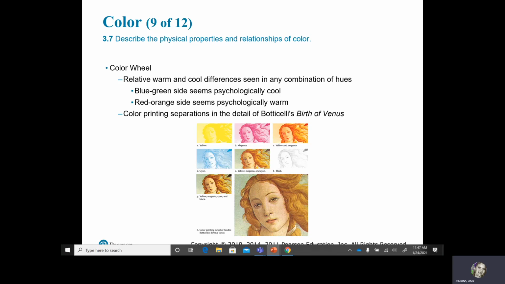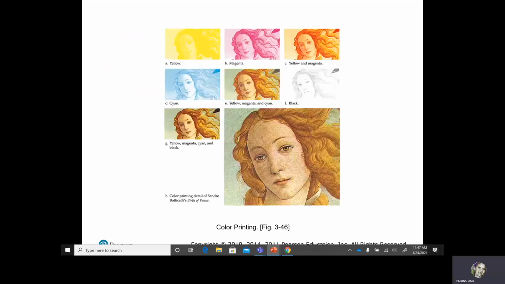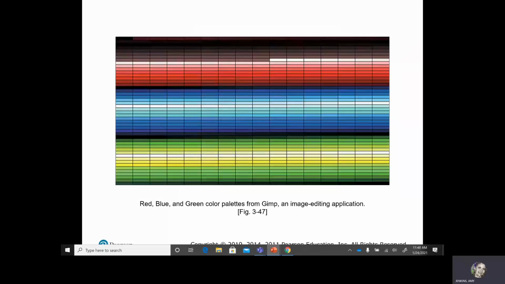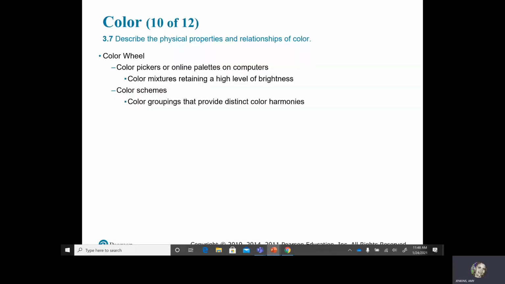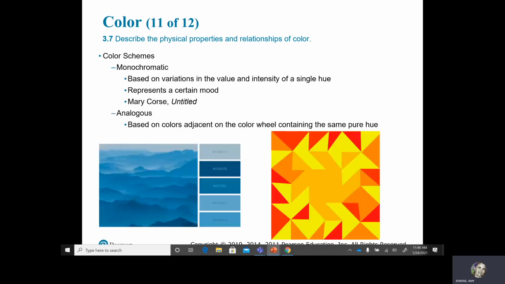Color printing separations in the detail of Botticelli's Birth of Venus. Red, blue, green color palettes from GIMP, an image editing application. Color wheel. Color pickers or online palettes on computers. Color mixtures retaining a high level of brightness. Color schemes or color groupings that provide distinct color harmonies.